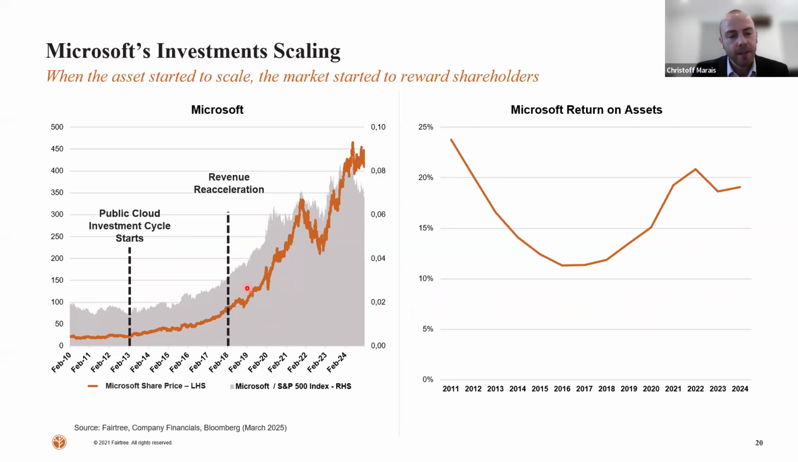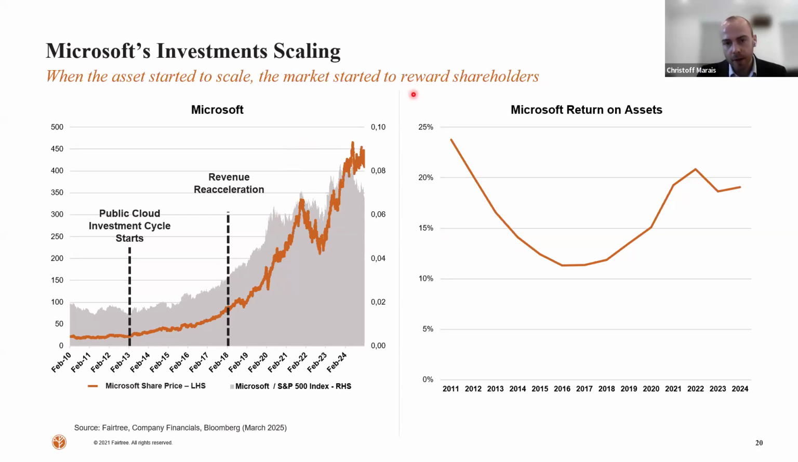So on the left-hand side, which is quite interesting, the orange line is just the Microsoft share price, and then the gray area at the back is Microsoft share price over the S&P 500 index. When this increases, the share price of Microsoft obviously outperformed that of the S&P 500. But you can see when the build out starts, the market was very slow to react to this asset that is going to generate revenue or revenue re-acceleration in the future. And only when they started to see that revenue re-acceleration close to the 2018 period did Microsoft really start to outperform the market. And that ties into the right-hand side graph.